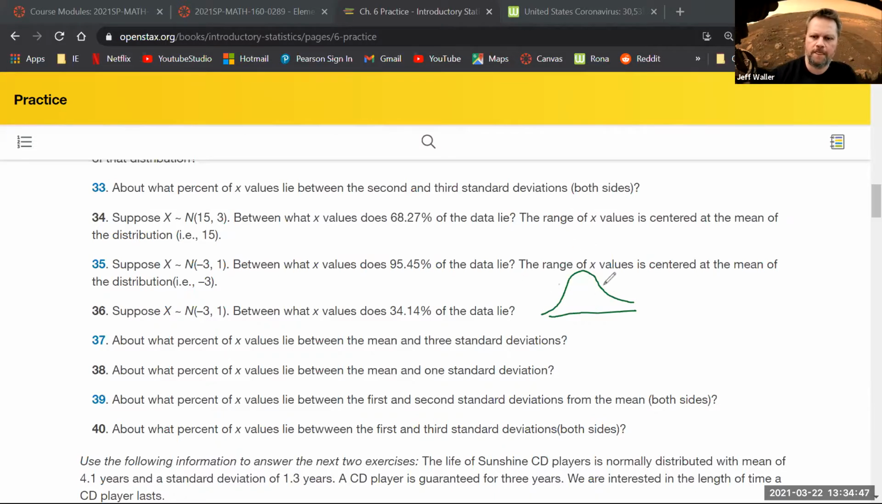So I've got a normal curve. The mean is -3. The standard deviation is 1. Between what two x values is there 34.1% of the data? All right, now this one's a very good problem. I want to do this on the board actually, because this one gets really into it.